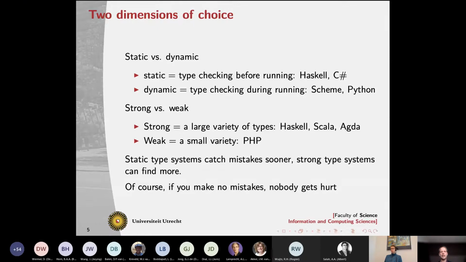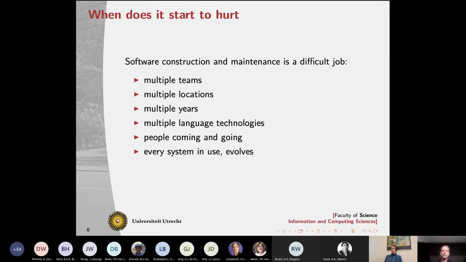Now, the idea is that a static type system catches mistakes soon, because it will catch them at compile time, not at runtime. And strong type systems give you more errors. Of course, if you never make a mistake, then the distinction is maybe not that interesting because nobody will get hurt. However, it does start to hurt when you do software construction and maintenance in a situation where you have multiple teams working at multiple locations over multiple years using multiple language technologies, where you have people coming and going, people forgetting invariants, people leaving with their invariants and nobody knows what they are.